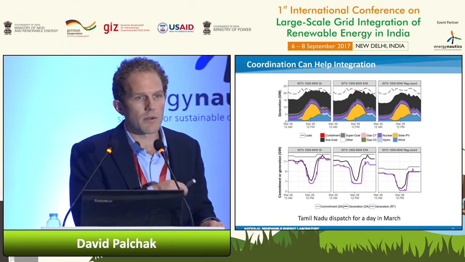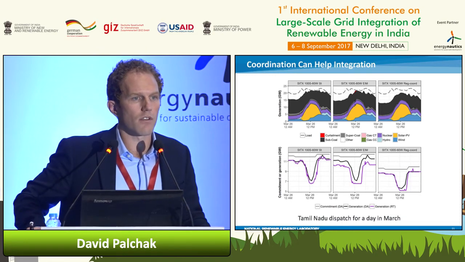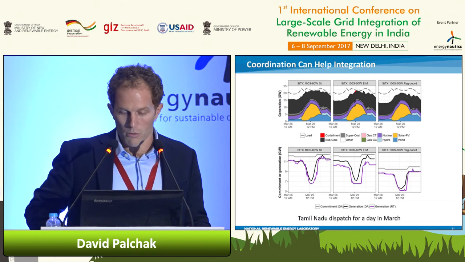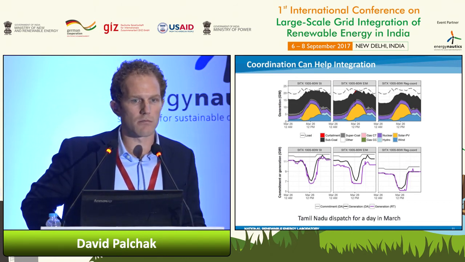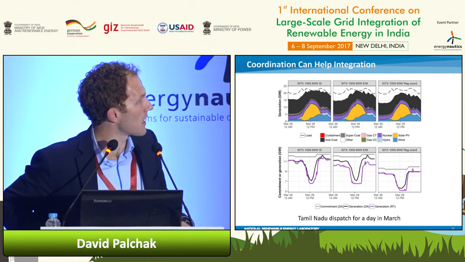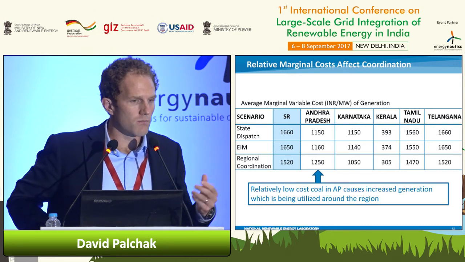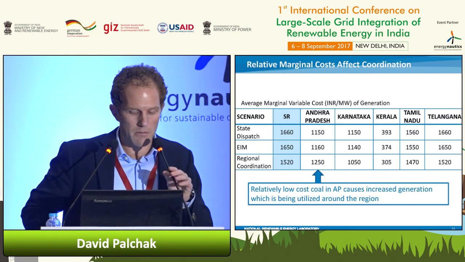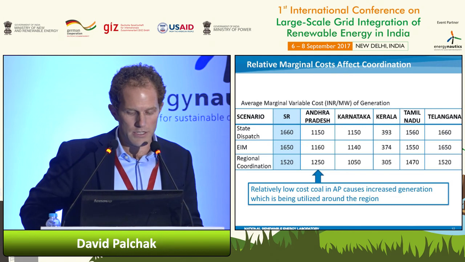And the reason is that Andhra Pradesh has relatively low marginal variable cost, and during scenarios of more coordination, Andhra Pradesh was able to provide coal to the rest of the region and lower the overall cost of running the system. This is actually annual numbers in this case. And AP did, this did manifest itself throughout the year for AP, helping to provide coal to the rest of the region.